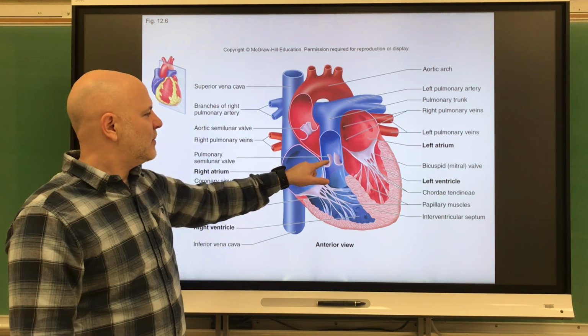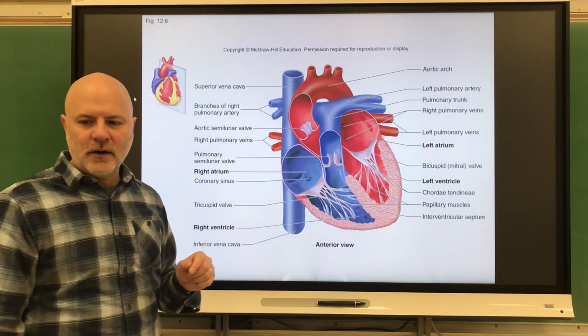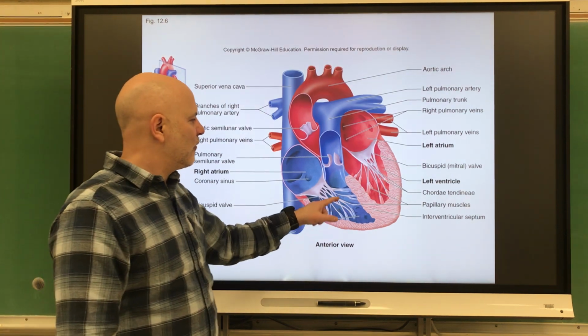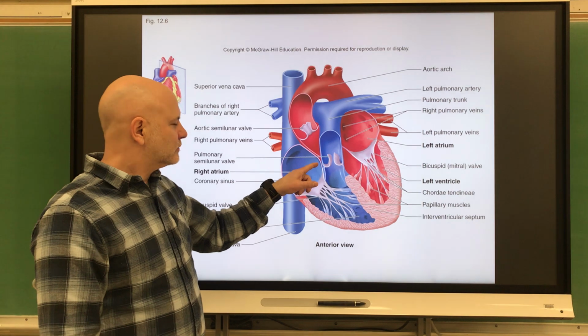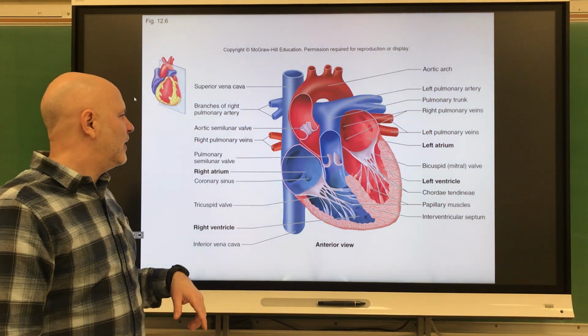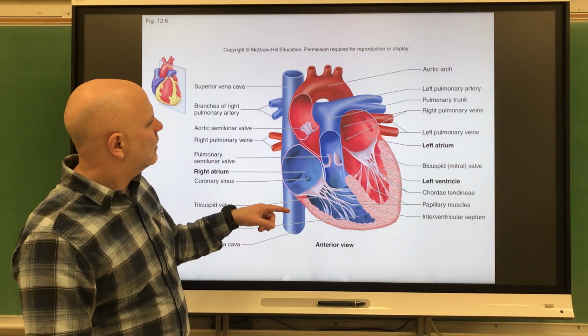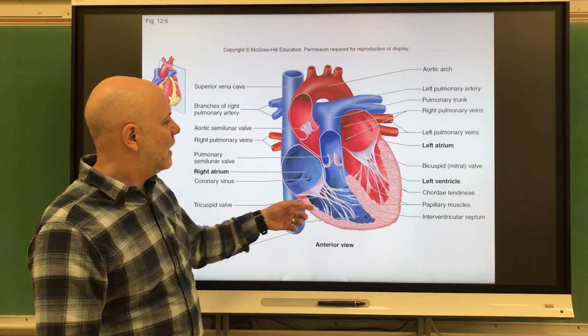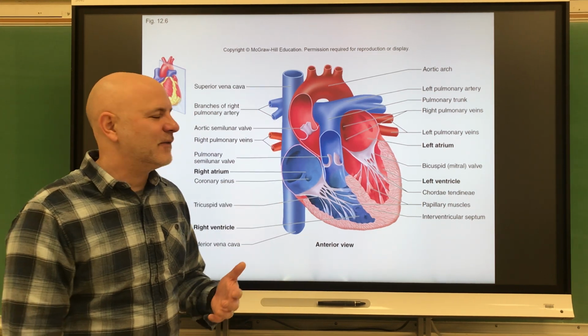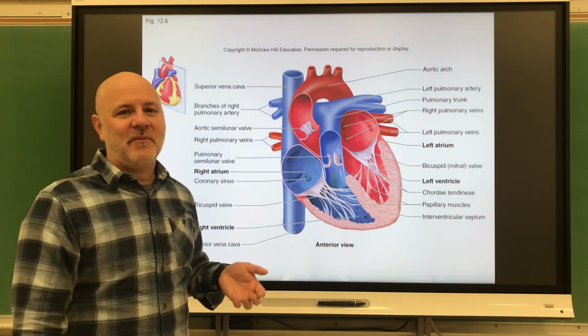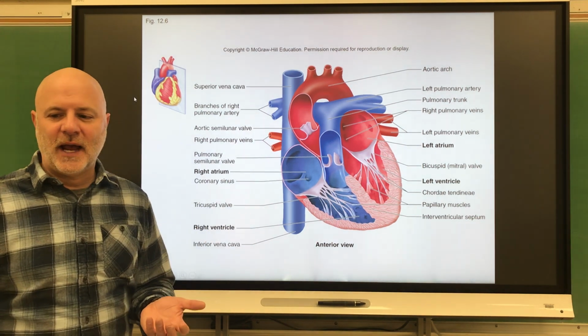Next is the pulmonary semilunar valve, located here. This is between the right ventricle and the pulmonary trunk. Blood is going to be pushed through there. Now, the whole reason for valves is that they prevent backflow. That's the purpose for having valves.